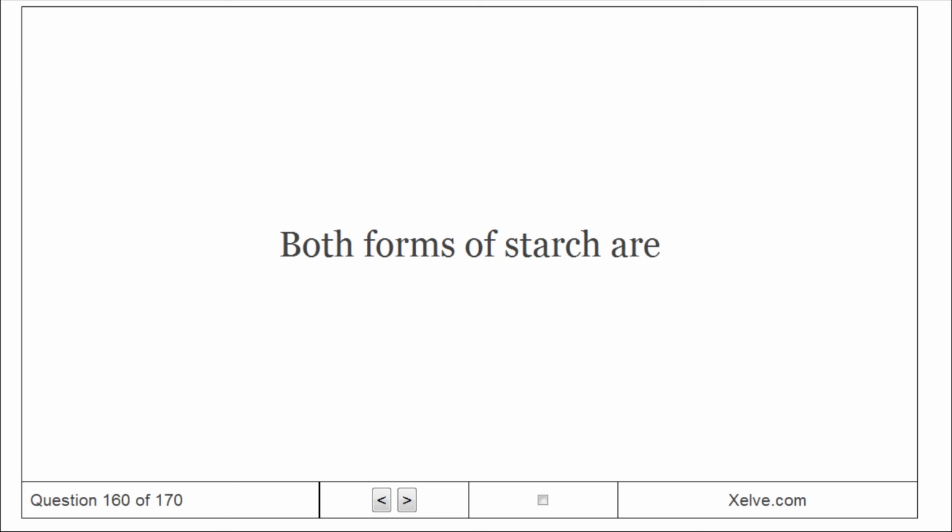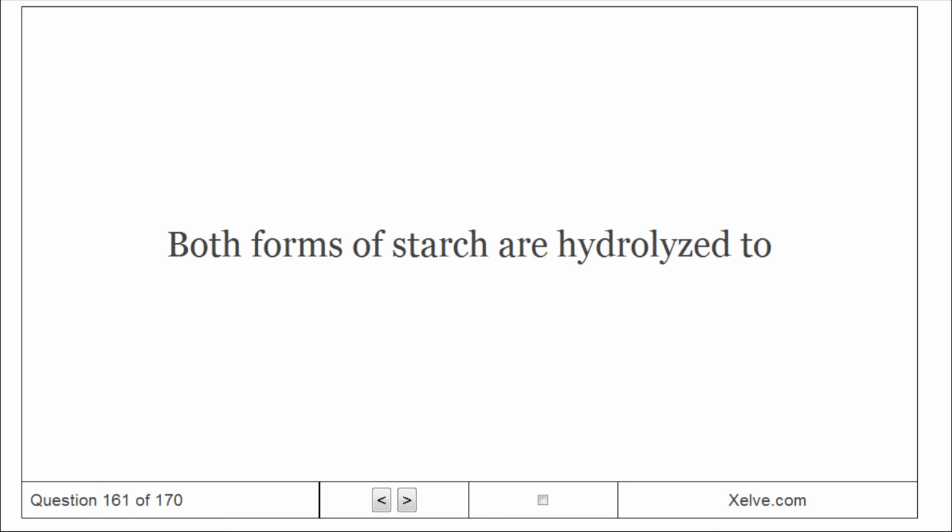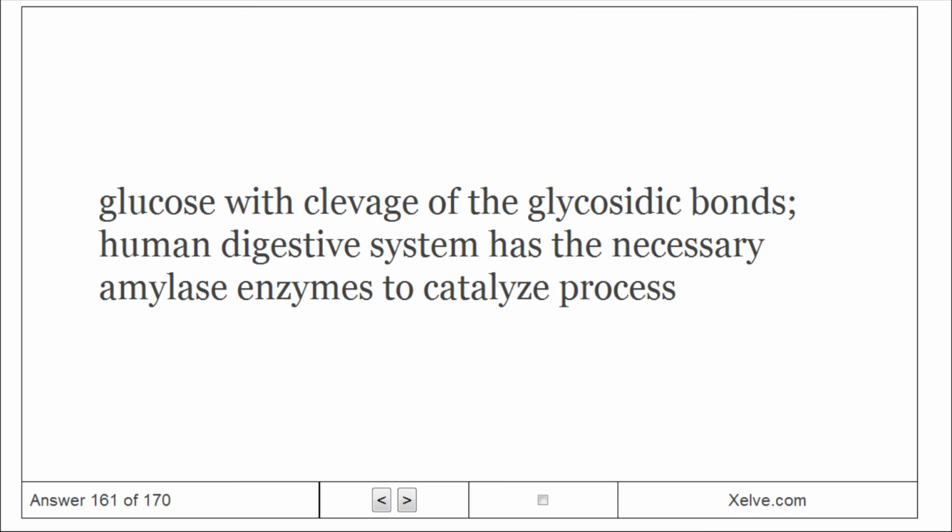Both forms of starch are water-soluble. Both forms of starch are hydrolyzed to glucose with cleavage of the glycosidic bonds. The human digestive system has the necessary amylase enzymes to catalyze the process.